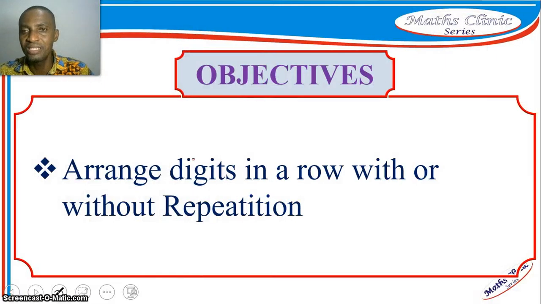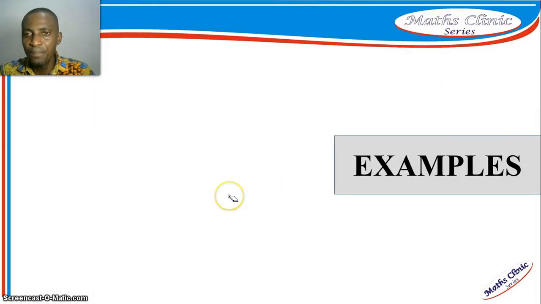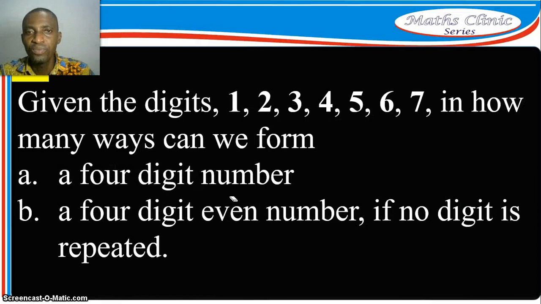By the end of this video, you should be able to arrange digits in a row with or without repetition. So, as an example, we have given the digits 1, 2, 3, 4, 5, 6, 7. In how many ways can we form a 4-digit number? Then 2, a 4-digit number which is an even number if no digit is repeated.